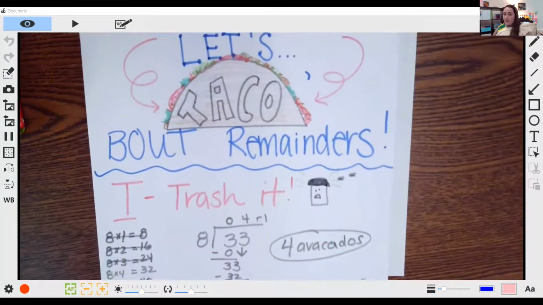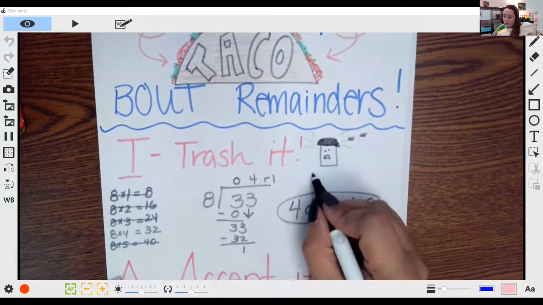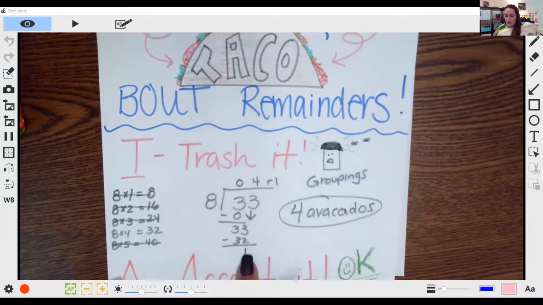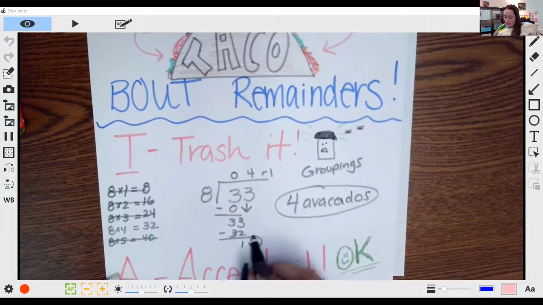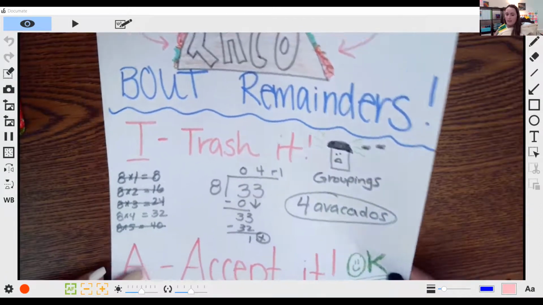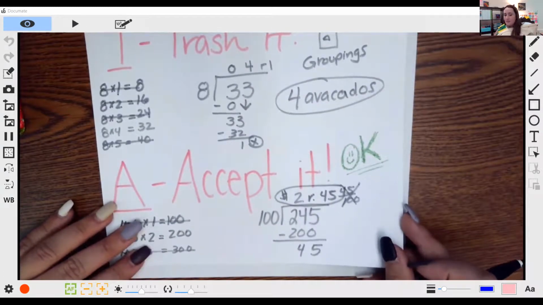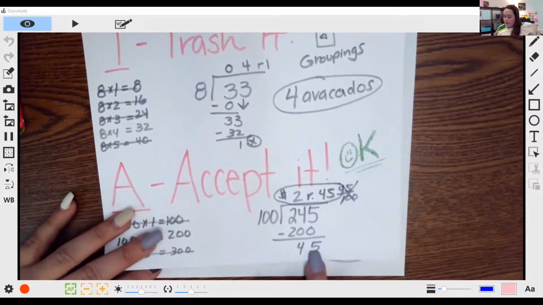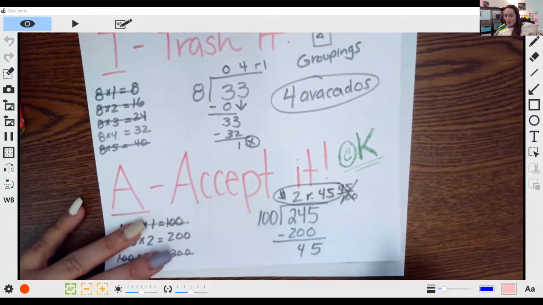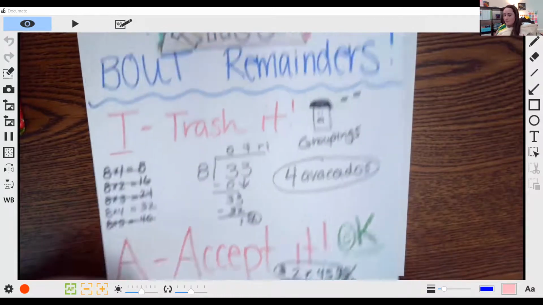When we talk about remainders, you can trash it, okay? Now that's talking about grouping. If they're asking you how many groups can you make, you don't need the remainder, okay? Because they're talking about how many groups can you make. So you can trash it. The A stands for accept it. So sometimes, especially when they're talking about money and you have a remainder, you're going to accept it. You're going to keep it, basically. You're going to keep it in your answer, all right? So that was our $2.45.